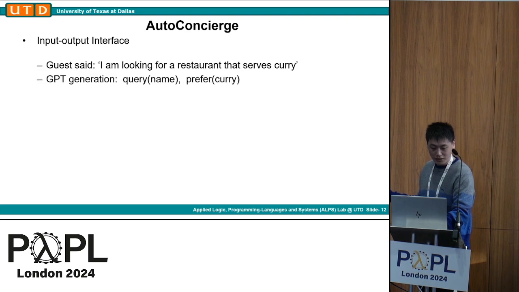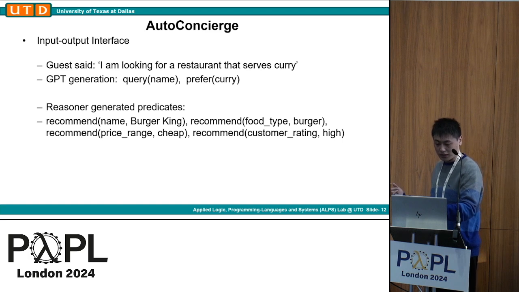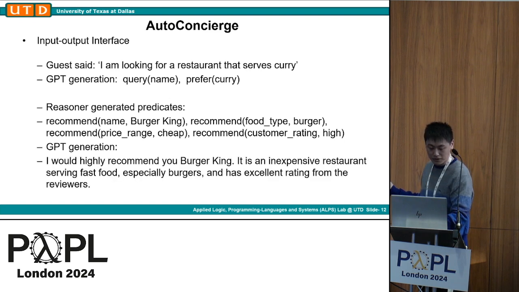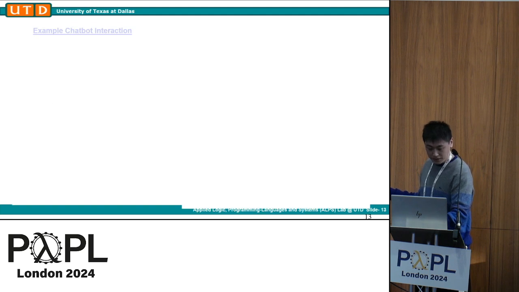And then I will show you the interface. When the user says, I'm looking for a restaurant that serves curry, then GPT will generate require for name and prefer for curry. And if the reasoner generated predicates like recommended Burger King, food type burger, price range cheap, and customer rating high, then it will generate sentences like this: I would highly recommend you Burger King. It is an inexpensive restaurant serving fast food, especially burgers, and has excellent ratings from the reviewers. So this is one example of the conversation.